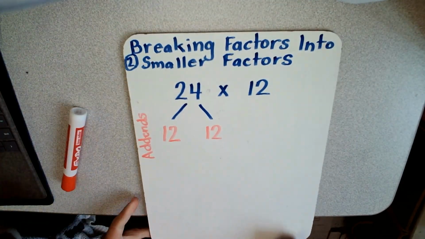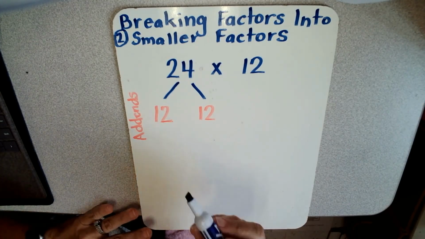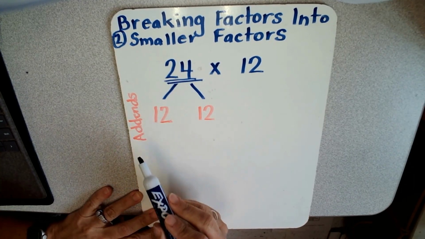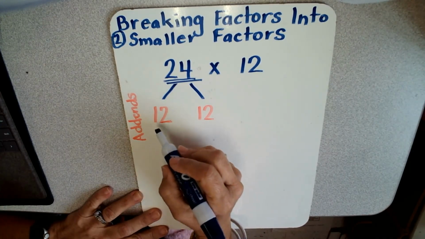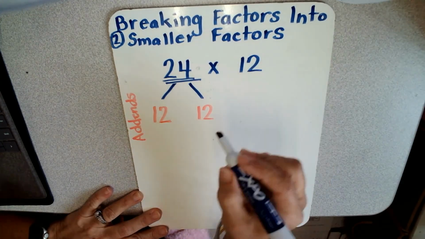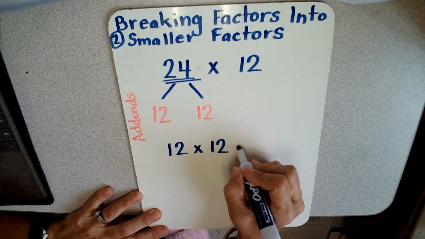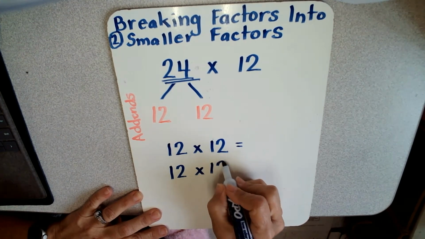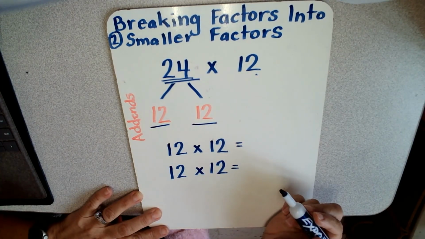All right, a second method that I'm going to show is breaking the factors down into smaller factors. For example, I take the factor of 24 and I break it down into 2 add-ins, 12 and 12. All right, 12 times 12 is a fact that most of my students have mastered at this point. So I take each one of these add-ins and multiply it times our other factor of 12.